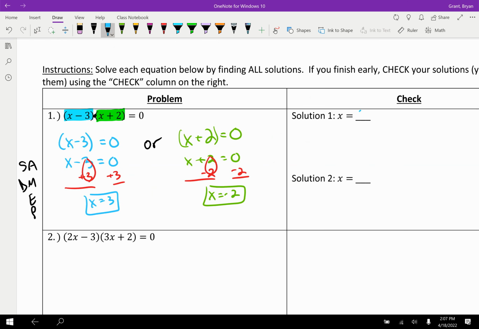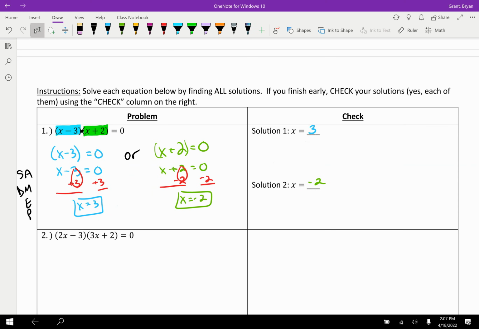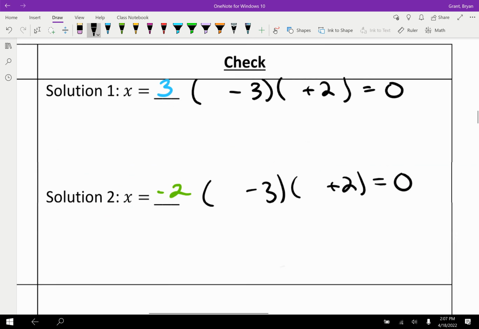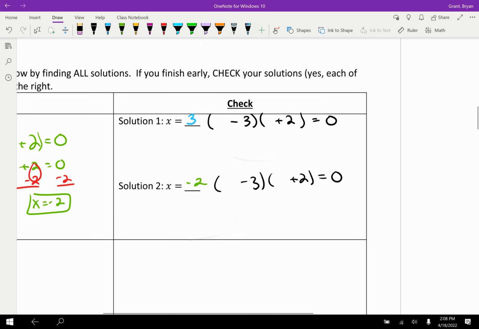So I have two solutions to check. X equals 3, x equals negative 2. And we check the solutions in the same way every time, right? We take the problem, which over here was x minus 3 times x plus 2, and that's equal to 0. And I'm going to do it one more time down here. X minus 3 times x plus 2 equals 0. And notice that I'm actually replacing both of the x's with my answer, right? We split it into a smaller equation, but this answer has to work for everything up above. So let's see if it does.